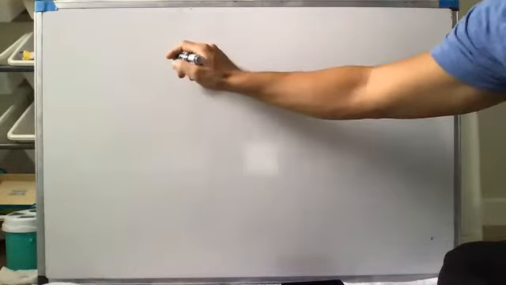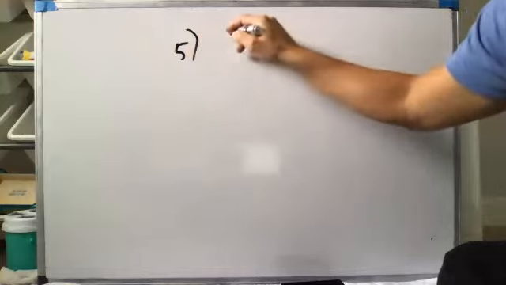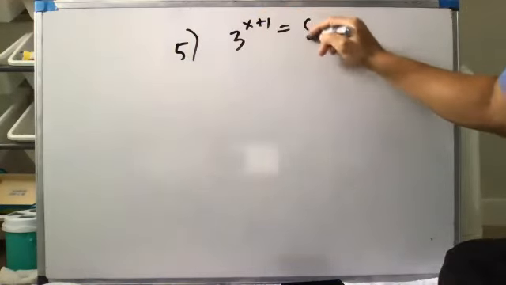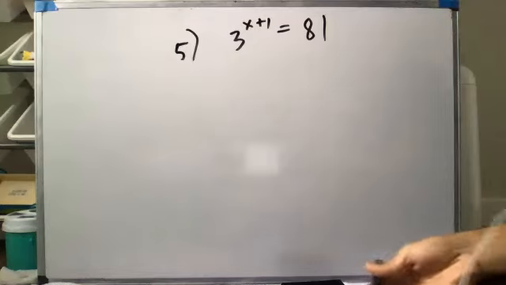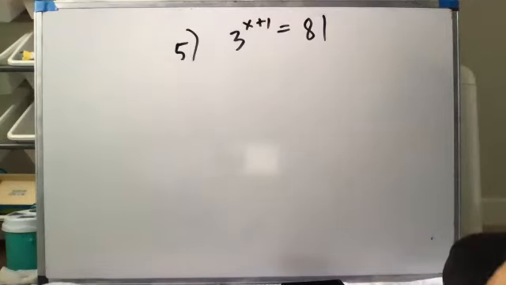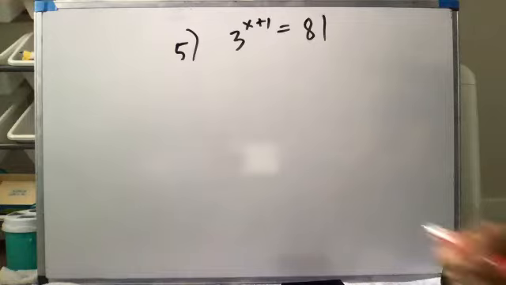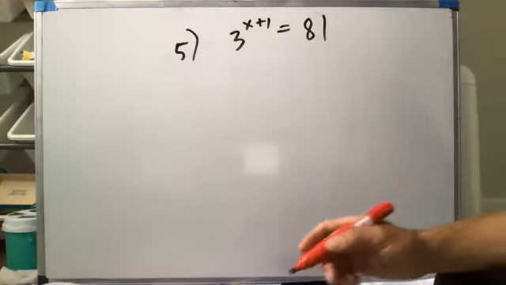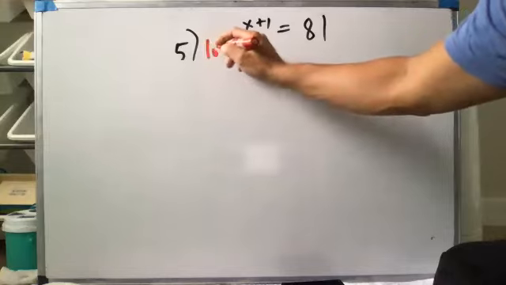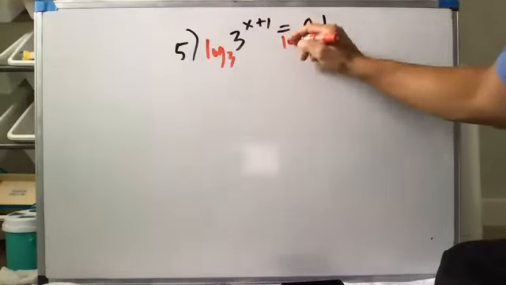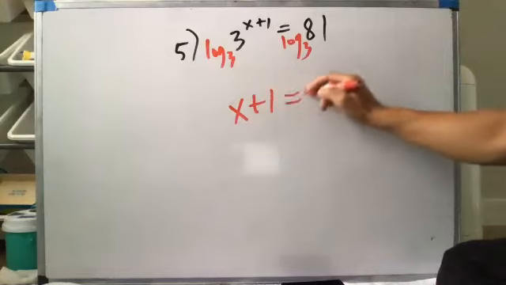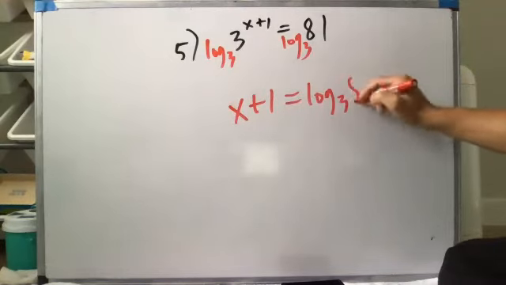Okay, number 5. Solve 3 to the x plus 1 is equal to 81. Okay, let's do this one without having to think. So let's just skip straight to using the calculator, even though I know 3 to the 4th power is 81. Let's just pretend I don't know that. So I'm going to take the log base 3 on both sides. And I'm going to get x plus 1 is equal to log base 3 of 81.